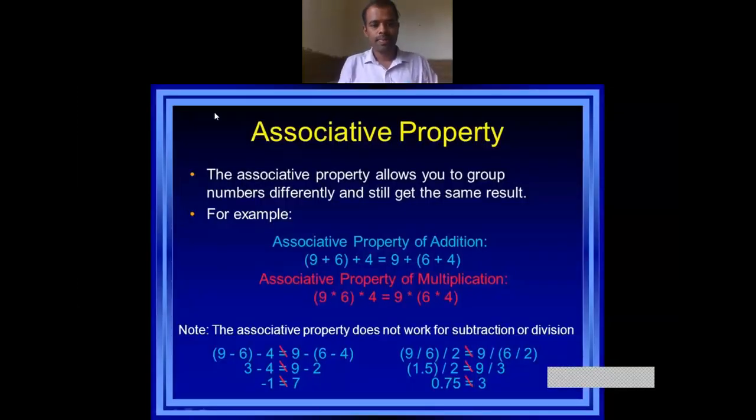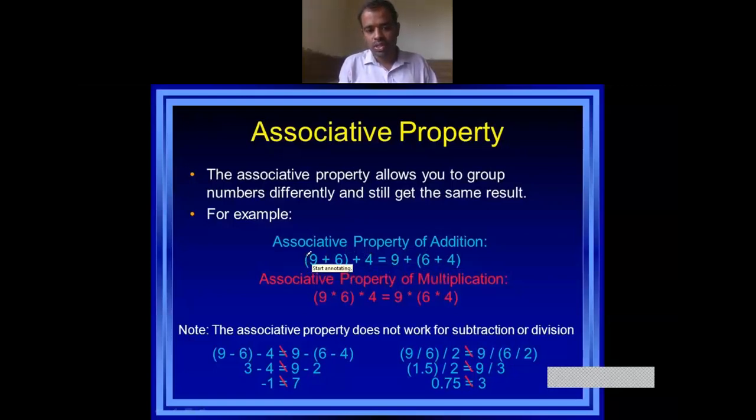Associative property. The associative property allows you to group numbers differently and still get the same result. For example, in the associative property, we are going to take three terms, 9 plus 6 plus 4. Here also 9 plus 6 plus 4.